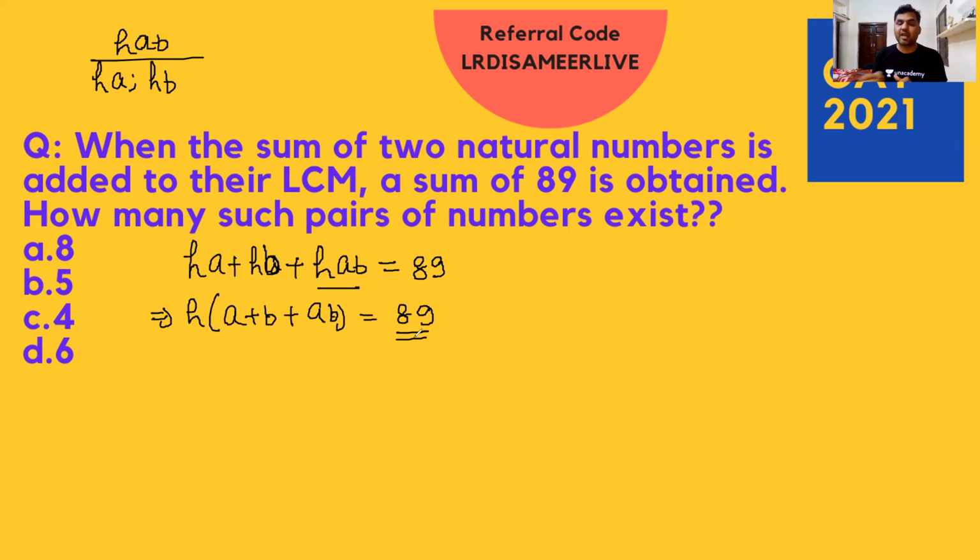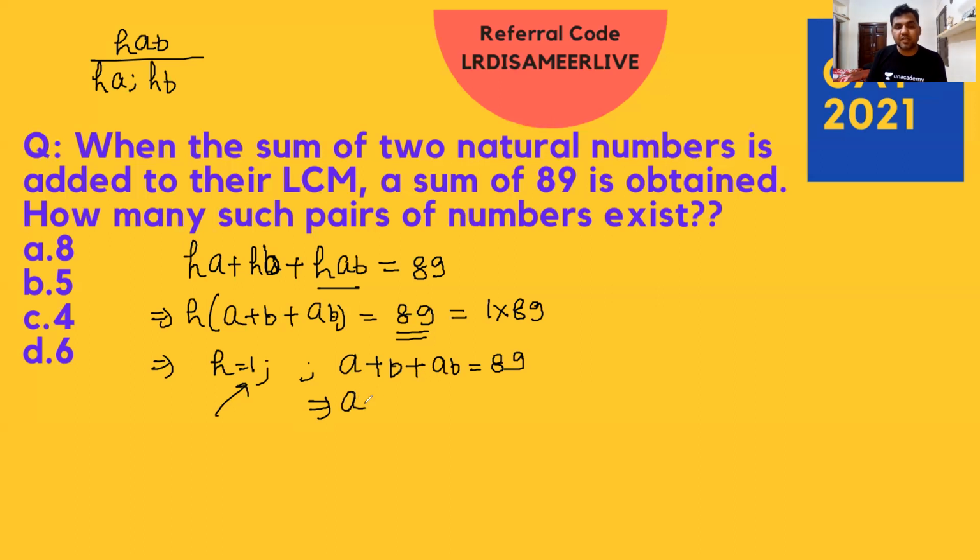Now see that 89 is a prime number here. So can I say the only way to write 89 as a product of two numbers is 1 into 89? So that means H is equal to 1. That means A and B are completely co-prime with each other, because the highest common factor is 1. So if H is 1, then I can say that A plus B plus AB will be equal to 89. Now, how will you find out how many such pairs of numbers exist such that A plus B plus AB is equal to 89?